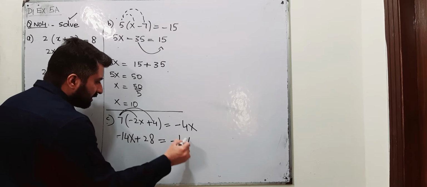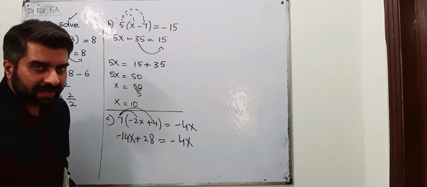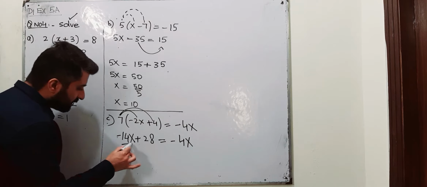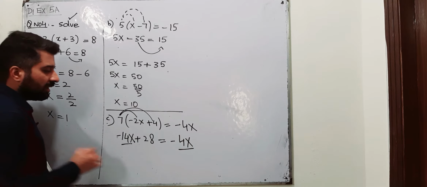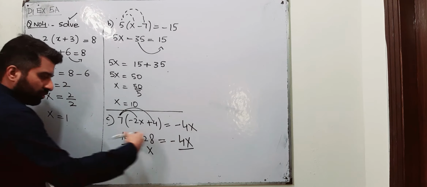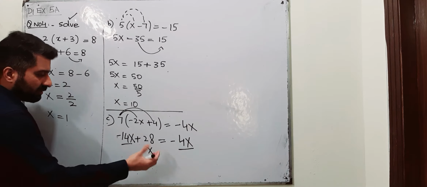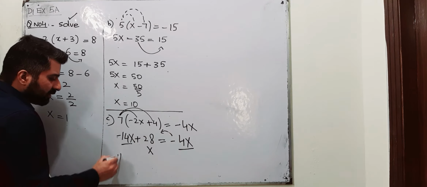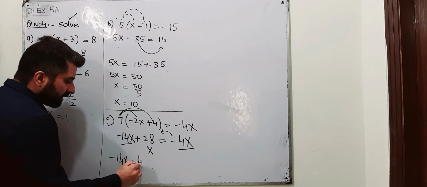Now identify like terms here. The terms which are like are those having the variable. This is a term having a variable, this is a term having the variable, while this does not have any variable. So we are going to combine those which are the same, 4x and minus 14x. We are going to write them on one side. Bring it over here. It will be minus 14x minus 4x. When it comes to the left side, it will become plus 4x.